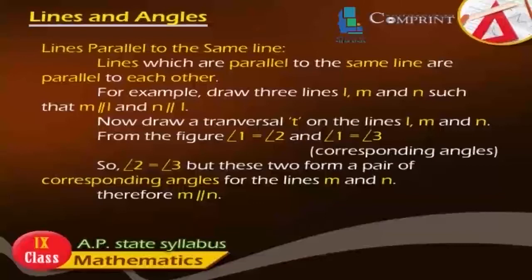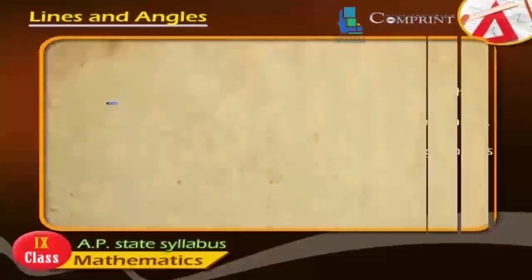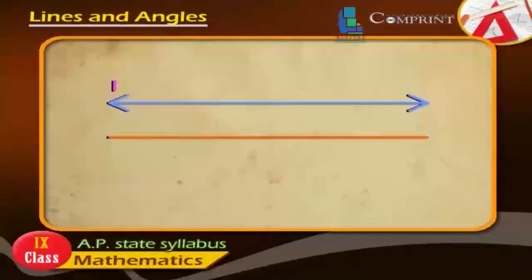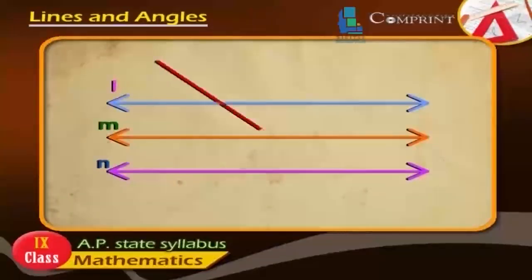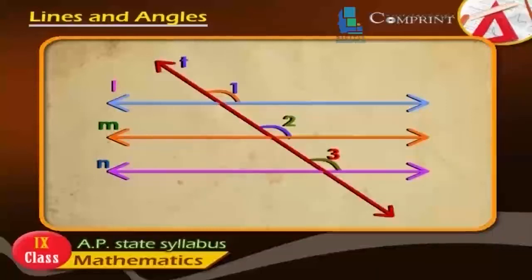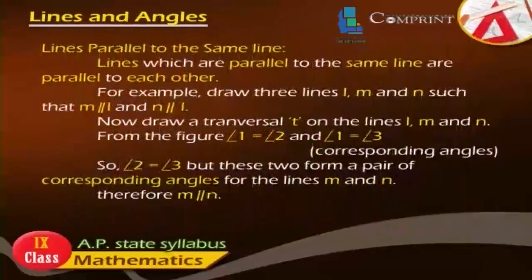Lines parallel to the same line. Lines which are parallel to the same line are parallel to each other. For example, draw three lines L, M and N such that M is parallel to L and N is parallel to L. Now draw a transversal T on the lines L, M and N.